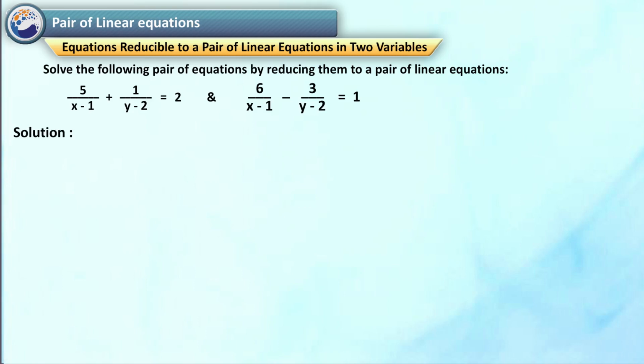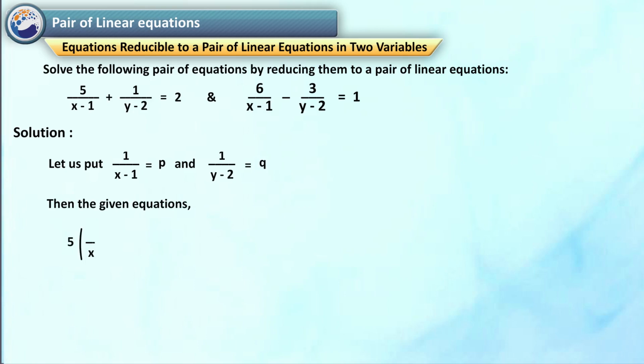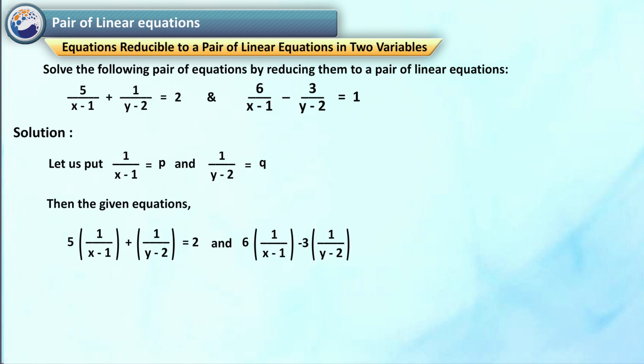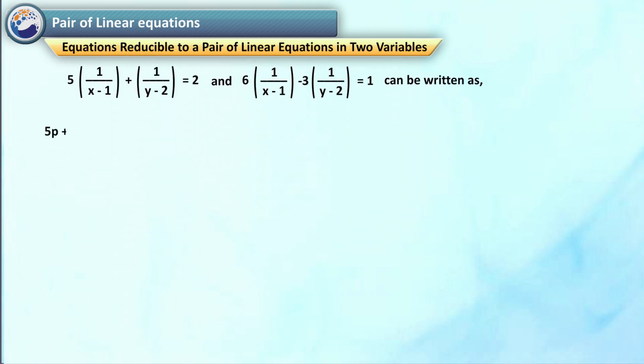Solution. Let us put 1 upon x minus 1 is equal to p and 1 upon y minus 2 is equal to q. Then the given equations, 5 into 1 upon x minus 1 plus 1 upon y minus 2 is equal to 2, and 6 into 1 upon x minus 1 minus 3 into 1 upon y minus 2 is equal to 1 can be written as 5p plus q is equal to 2, equation 1, and 6p minus q is equal to 1, equation 2.